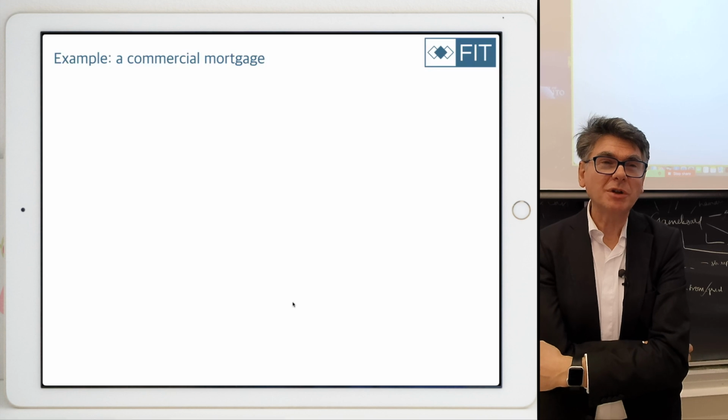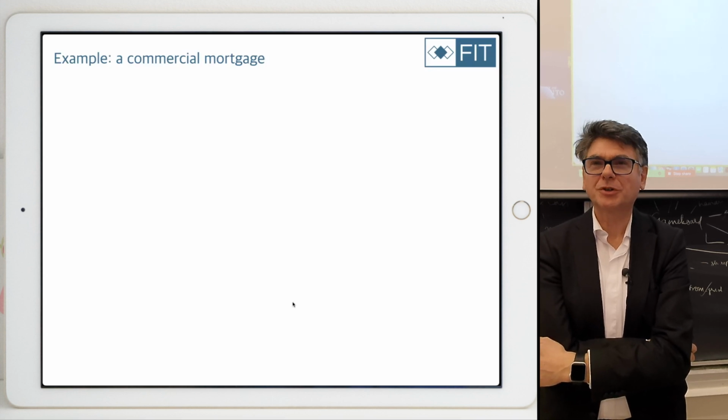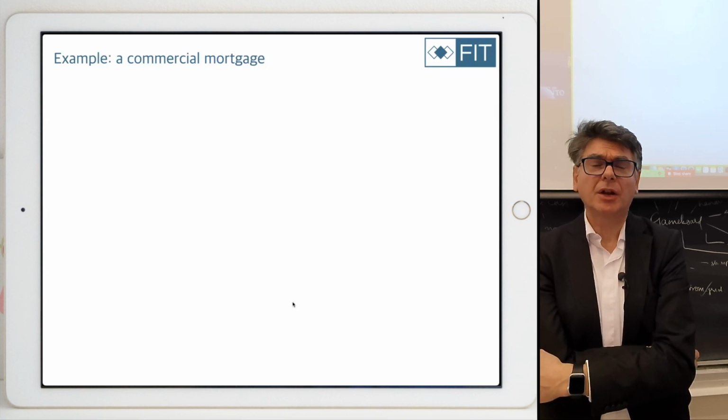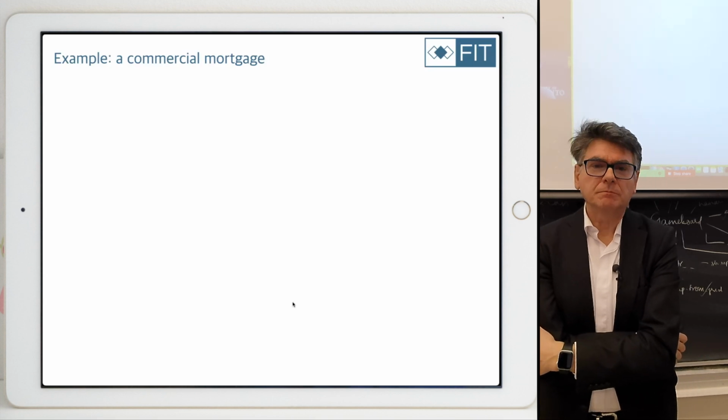But a commercial mortgage is what? What's the difference between a residential and a commercial mortgage? An example of a commercial mortgage is a mortgage to build a shopping mall, for example. I'm interested in a shopping mall. I mean, it could be an airport. I'm not interested in that. A shopping mall is very, very interesting.